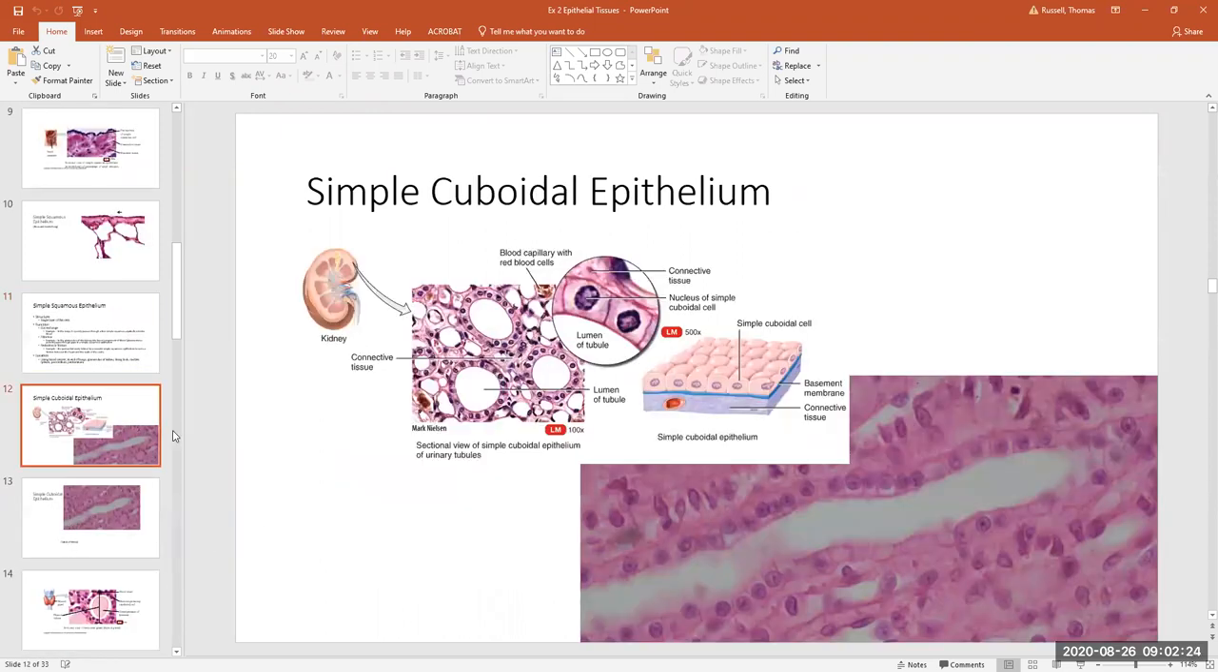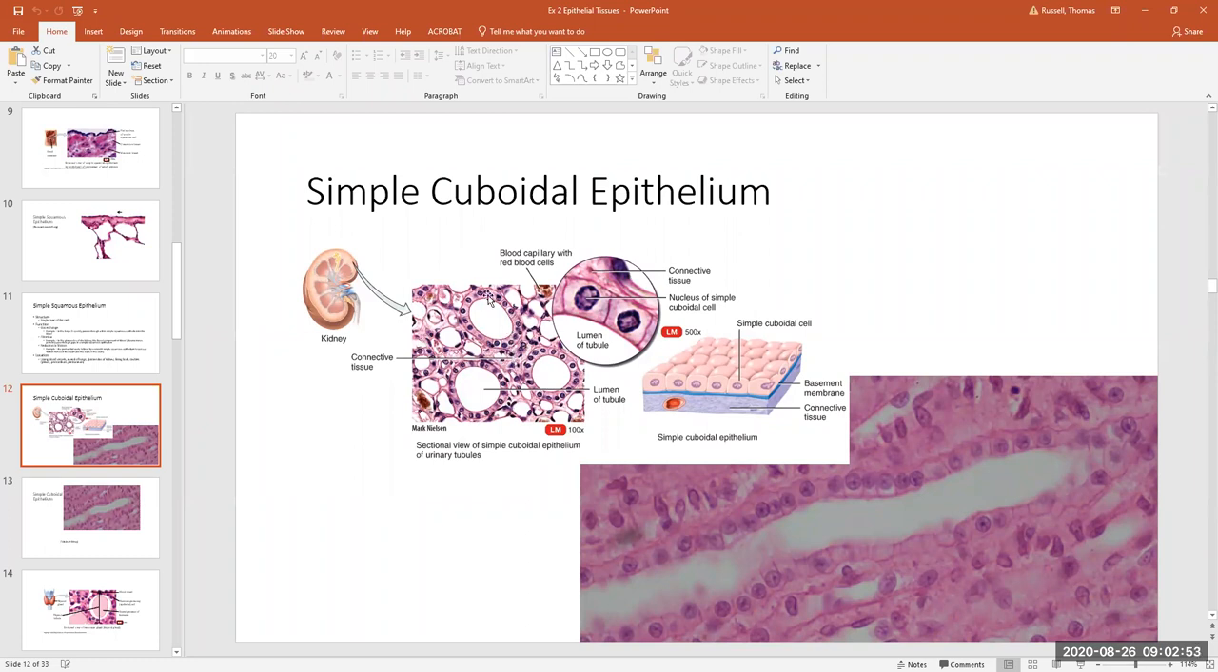All right, let's get into simple cuboidal epithelium. Just by saying this name, I know I'm talking about a tissue that's made up of one layer of cells, and the cells are cube-shaped, simple cuboidal. So look at this picture they have up here. Those might come from the kidney, but it also looks like a gland. I'm about to show you this gland in a minute.